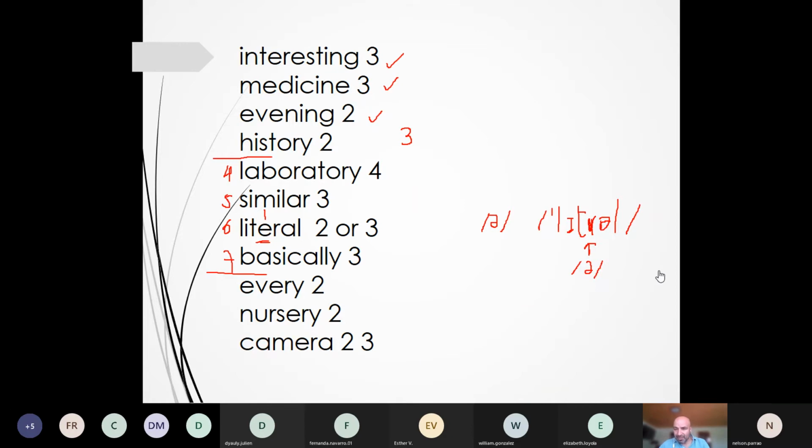And I believe Lisbeth was probably in charge of the last one. Lisbeth, all right. Every, nursery, and. Exactly. Now, no one ever says every with three syllables. It's only 2 syllables. Every. Now, nursery can be said in 2 syllables, right? Nursery.